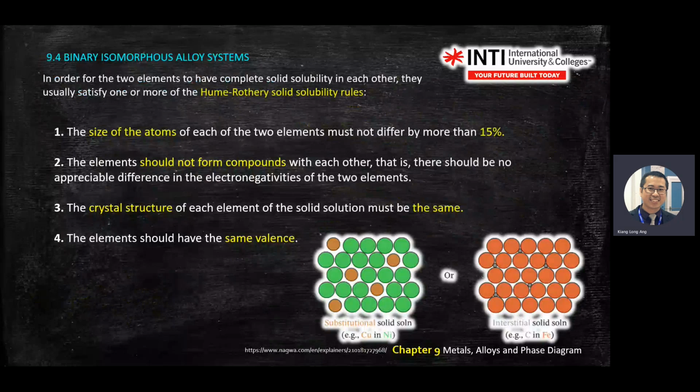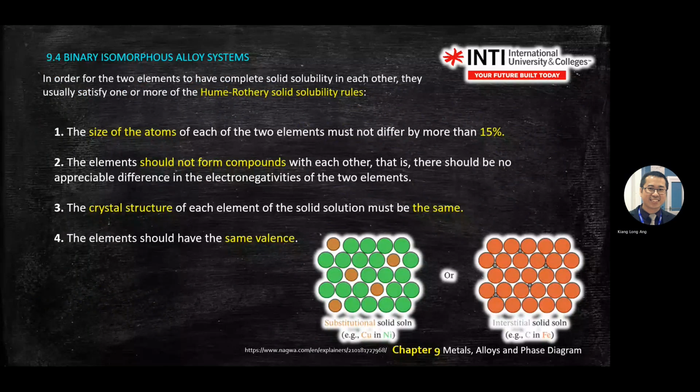So why must they have the same valence? If you have group 1 and group 7 together, they do not meet number 2. Group 1 and group 7 will form a compound. So cannot. They must have the same valence. Yeah, these four points: size of atoms, they should not form a compound; crystal structure must be the same; and elements should have the same valence. Okay.